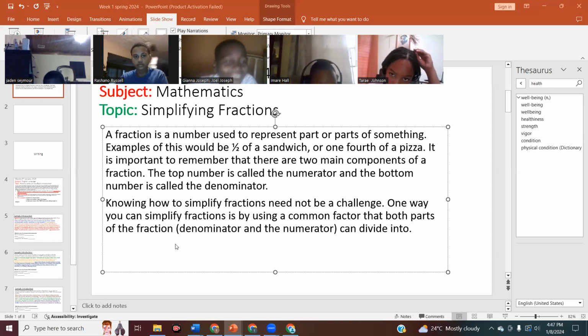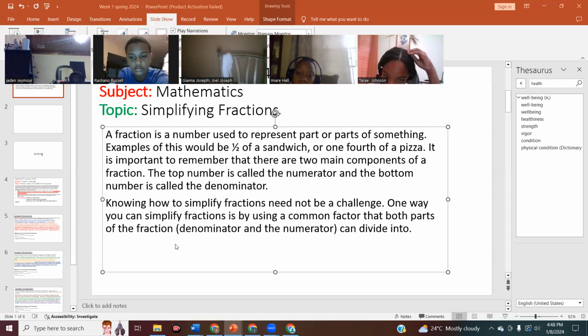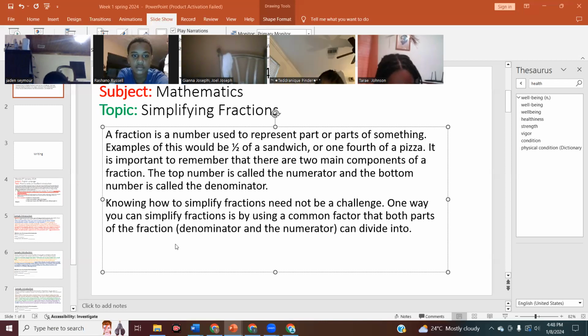A fraction is a number used to represent part or parts of something. Examples of this would be 1/2 of a sandwich or 1/4 of a pizza. It is important to remember that there are two main components of a fraction. The top number is called the numerator and the bottom number is called the denominator.